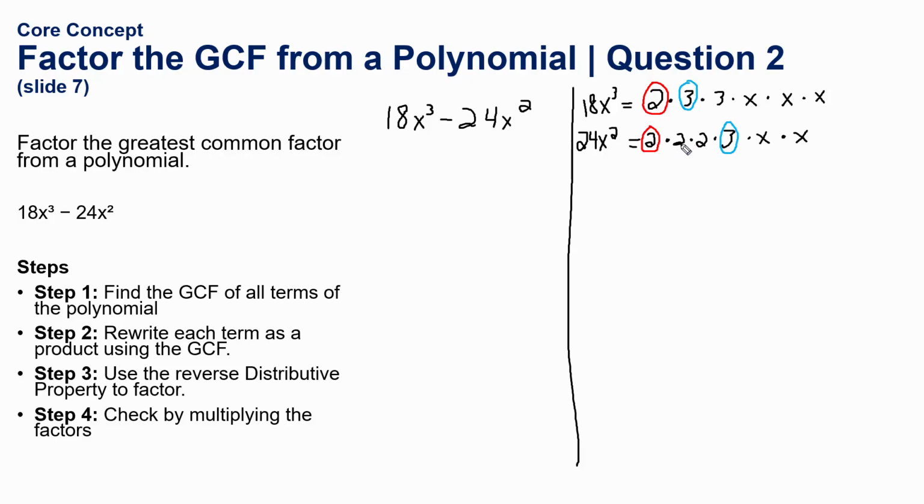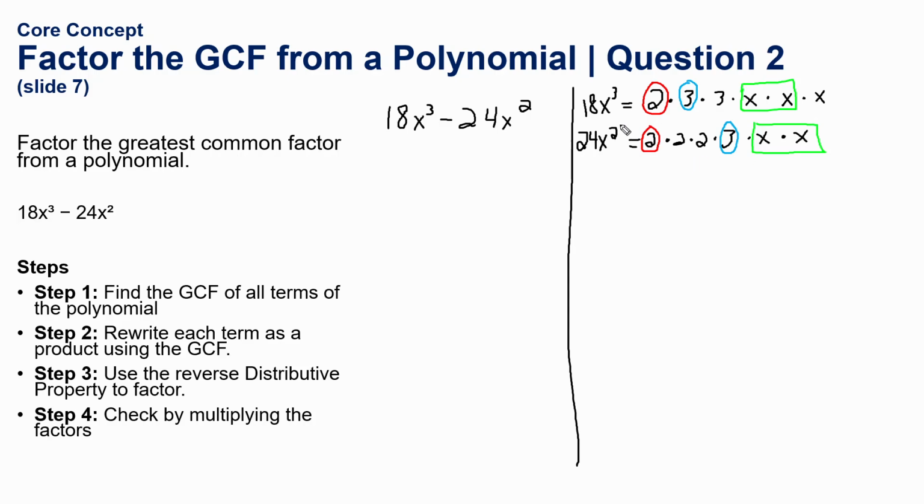But I don't see these 2 2's match up with anything in the 18x to the third power, nor do I see another 3 that matches up here. So that's all we can do for the number terms, or the number parts. And then for the x variable, I see that we have 2 x's that match up to the 2 x's above. So this third x doesn't match here.